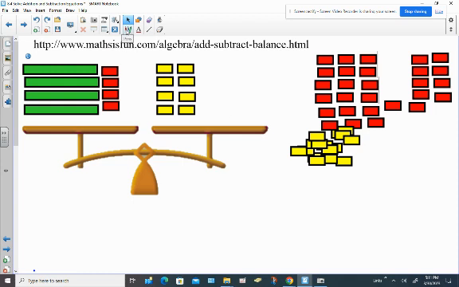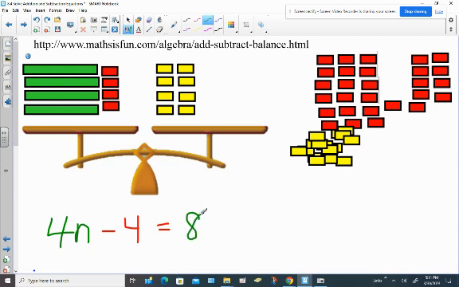All right, so what do we have here? We have 4n, and we would interpret this as not positive, but a negative 4. And that equals, and yellow, remember, we're using positive, so we have 4 on this side, 4 on that side, so that's 8. So we have 4n minus 4 equals 8.